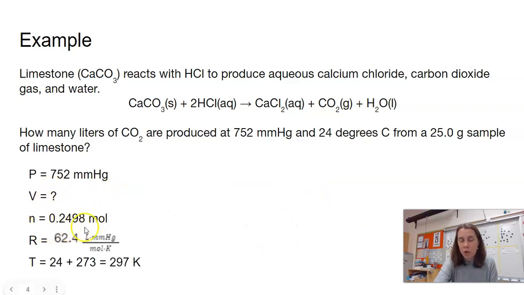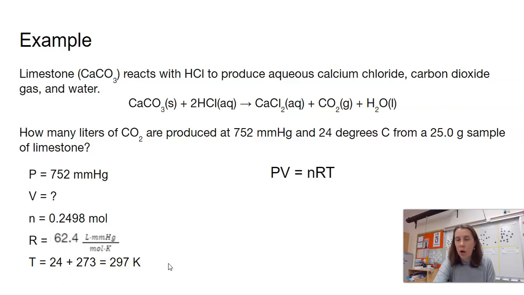All right, so we're going to take that number and apply it to the ideal gas law. All right, so this right here is the number we just calculated in the previous step. All right, and now we need to fill in the other values we know from the balanced equation. So we have our pressure is 752. We just calculated the moles. Because our pressure is in millimeters of mercury, we're going to be using the 62.4 constant for our R value. All right, and then our temperature is 24, but we're going to need to convert that to Kelvin in order to do our calculation. So we just add 273.